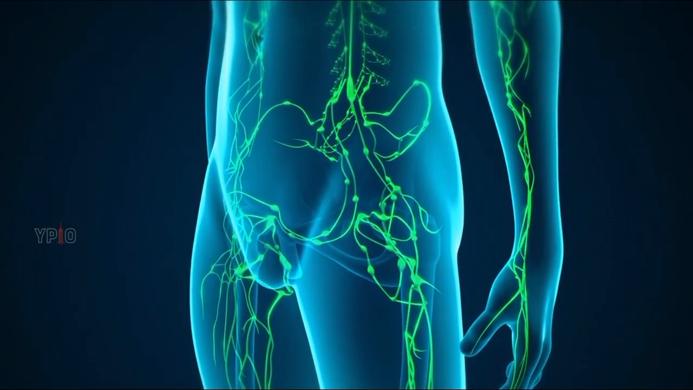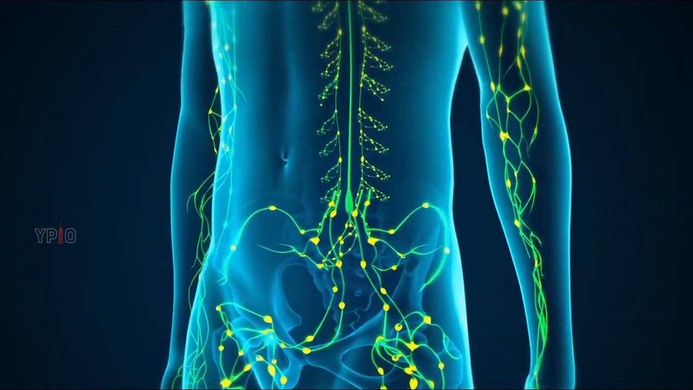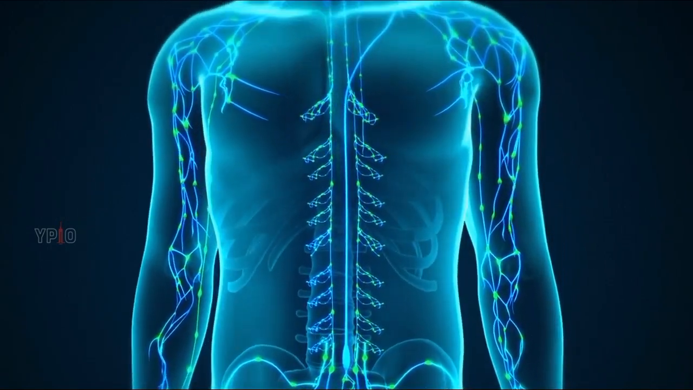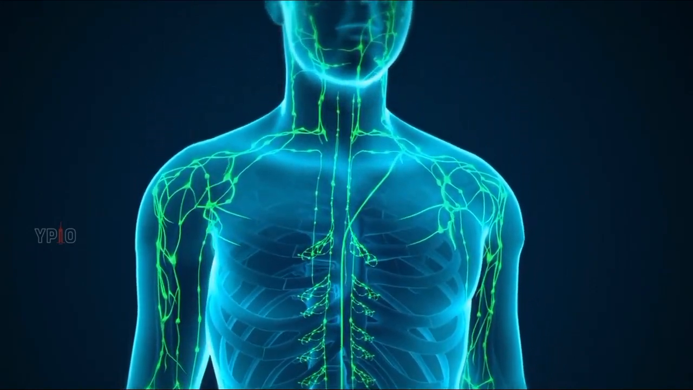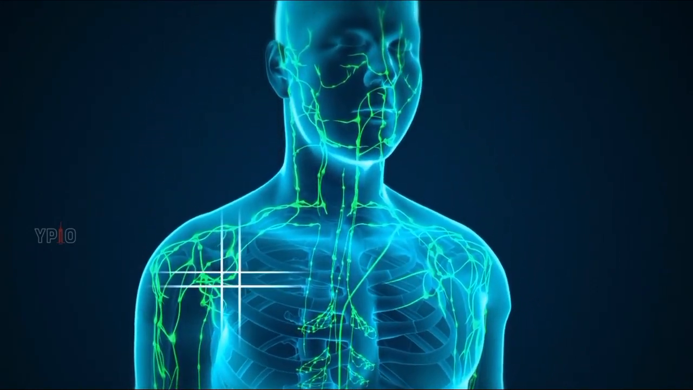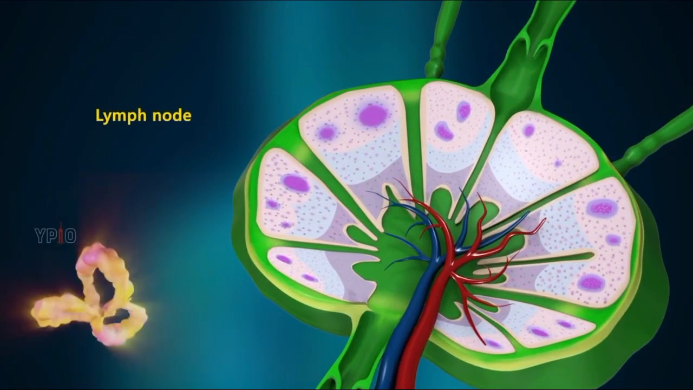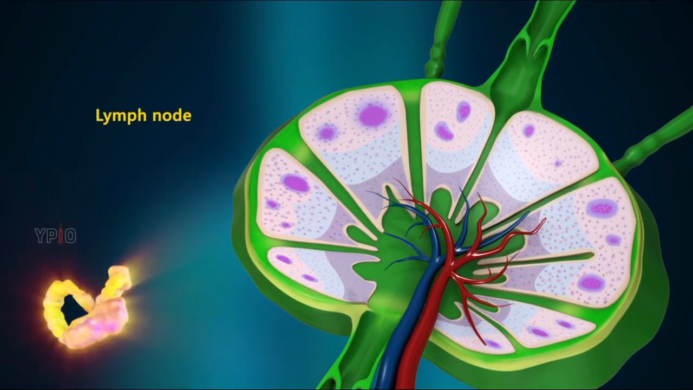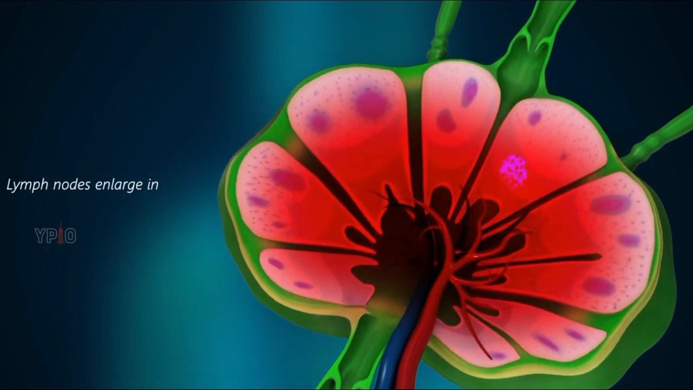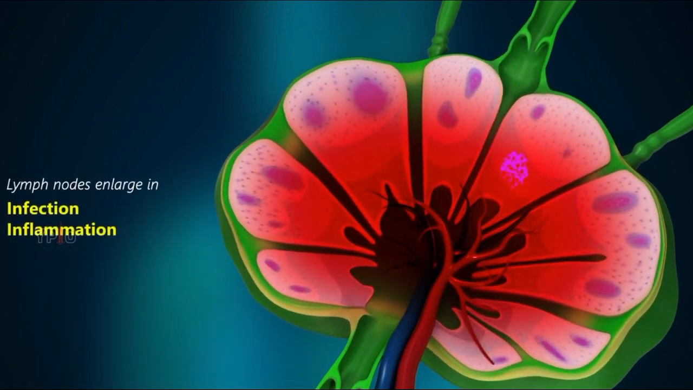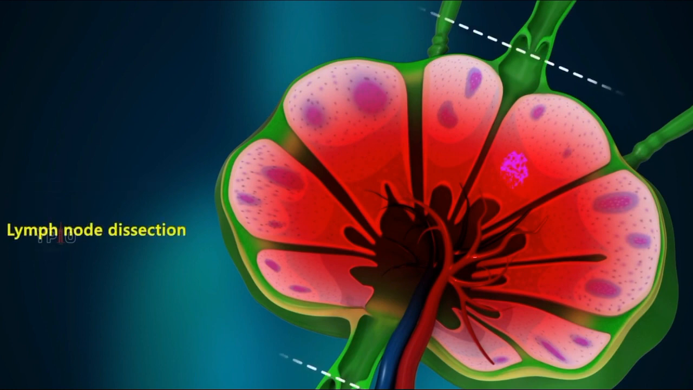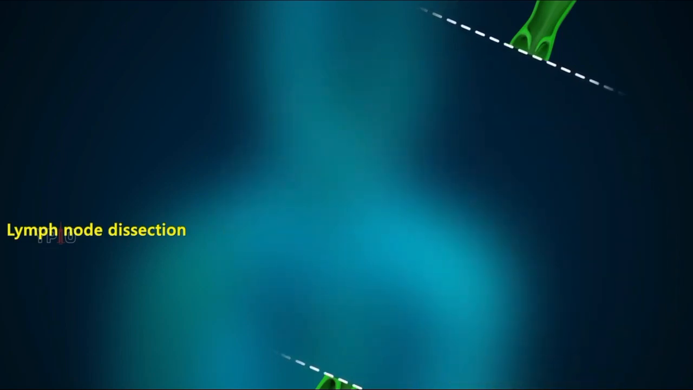The lymphatic system, comprised of lymph nodes and lymph vessels, is a major component of the body's immune system. Lymph nodes are small glands present throughout the body that contain immune cells to help fight infection. The lymph nodes enlarge in the presence of infection, inflammation, or cancer. Surgery to remove enlarged lymph nodes is called lymph node dissection.